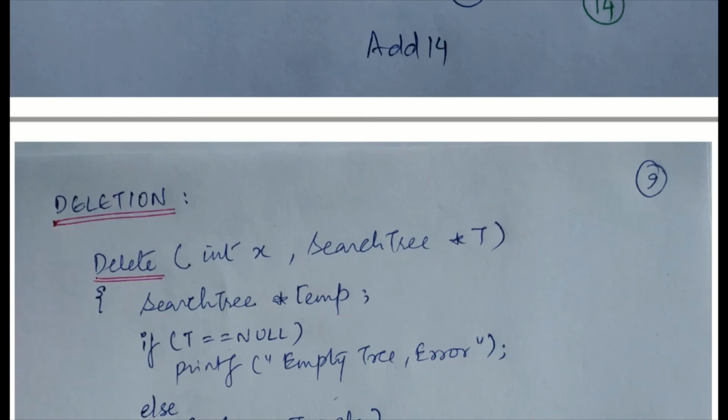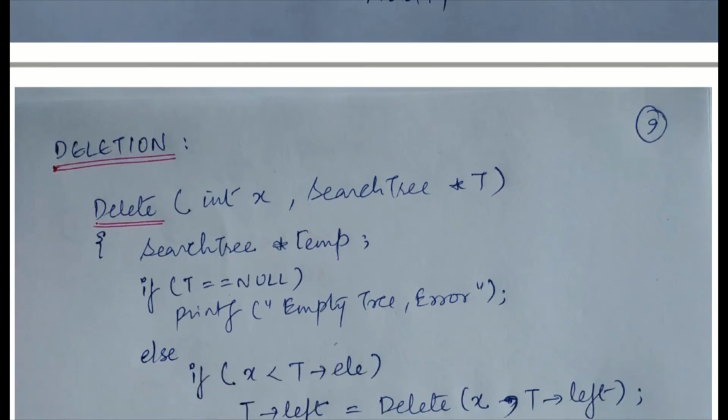Now coming to deletion. Again, to do anything in a binary search tree, you have to get to the exact location, see where the element is, or where the element should be based on the binary search tree property, and then for insertion, you put it there.